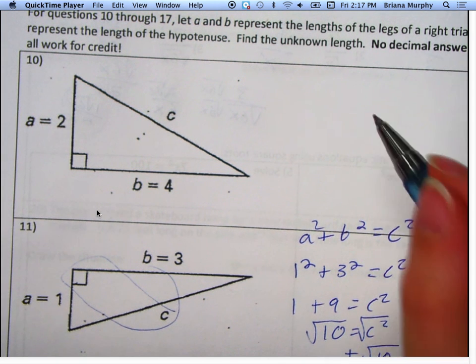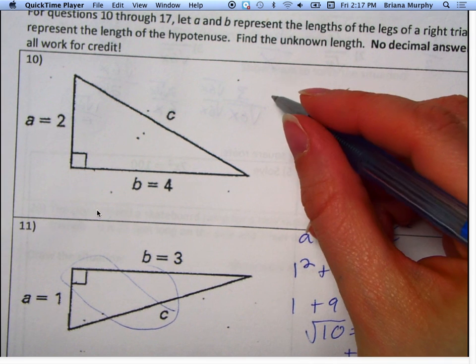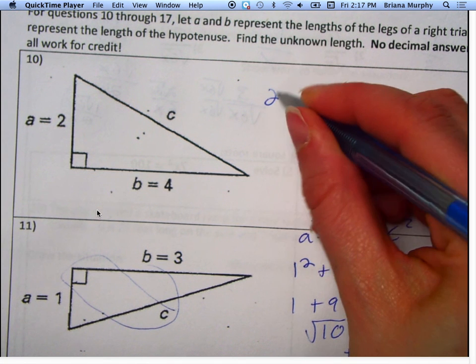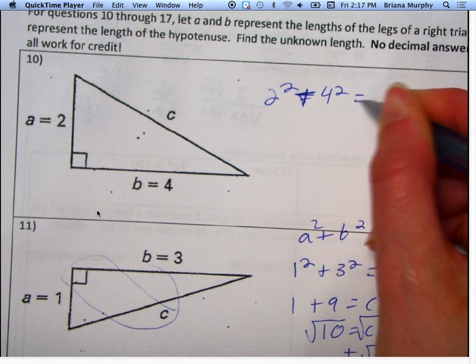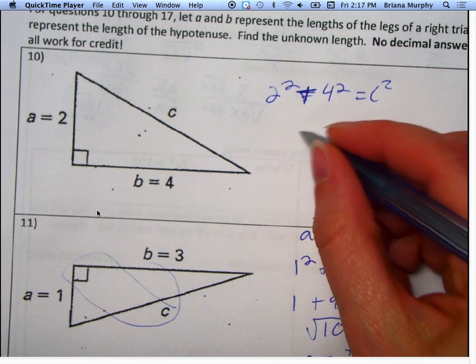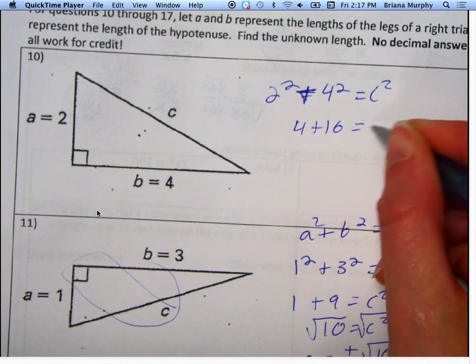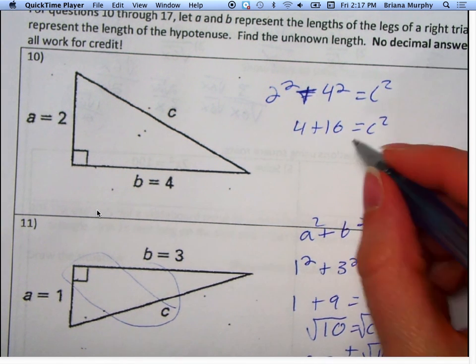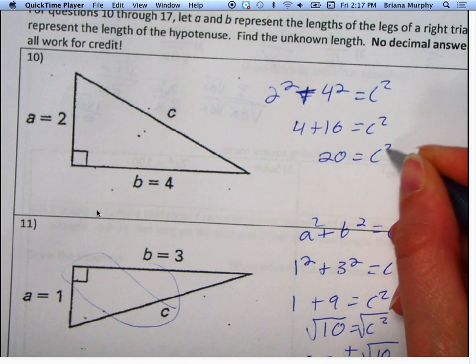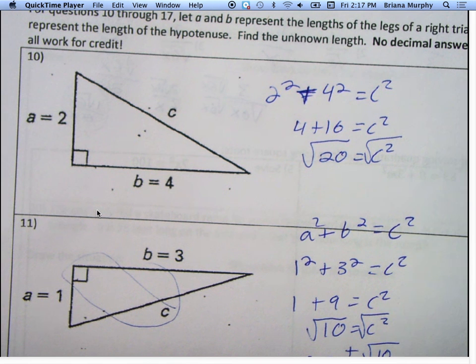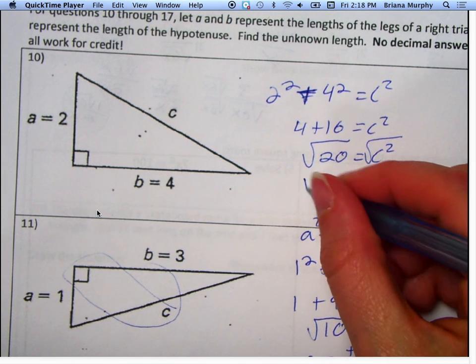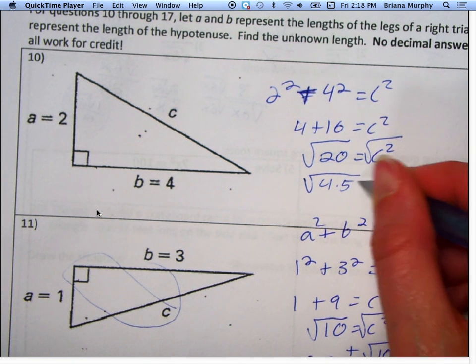Okay, how did you guys set this up? A squared plus b squared. 2 squared plus 4 squared equals c squared. And what do we get? 4 plus 16. Okay, then what? 20 equals c squared. Then what'd you do? Square root it. Okay, this is what we've been practicing. What two numbers multiply to give you 20, but where one's a perfect square? 4 and 5. So we're going to go the square root of 4 times 5 equals c.